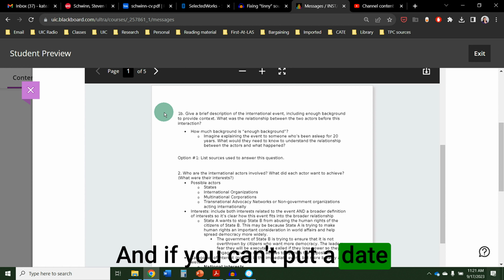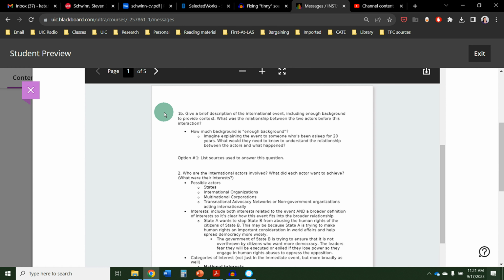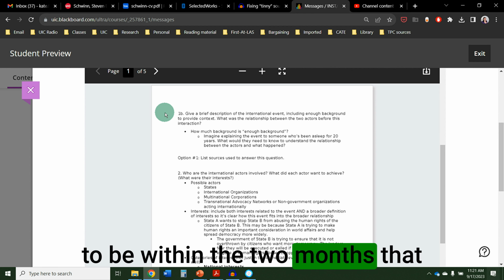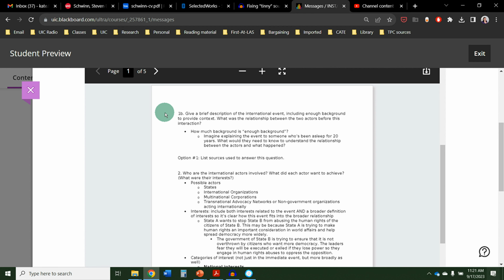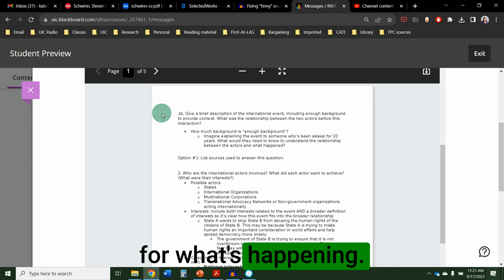And if you can't put a date on it, then it's not going to work for your paper. And again, remember, the date has to be within the 2 months that are asked for in the assignment. Okay, and then 1B is basically just give me a little context for what's happening.